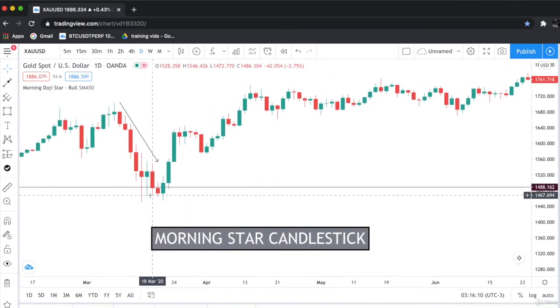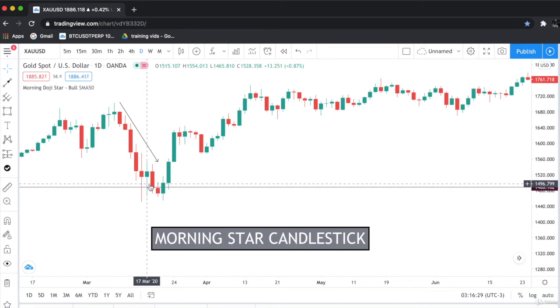The first candle is bearish, as you can see over here. The second candle, as I have mentioned, it doesn't matter, can be bullish or bearish. In this case, it is bearish. As you can see over here, the second candle is bearish, but it doesn't matter. It can be bullish or bearish.